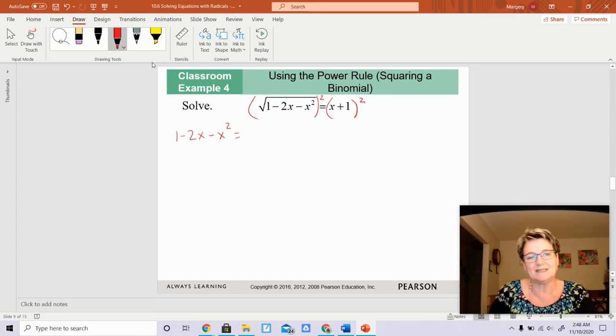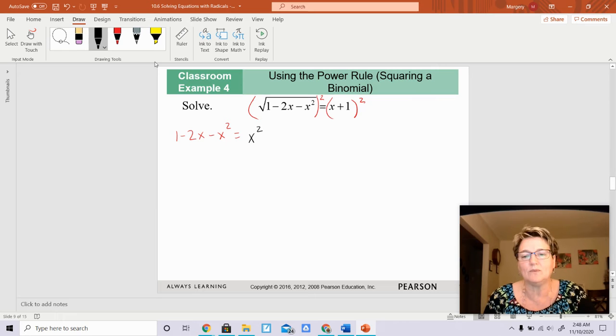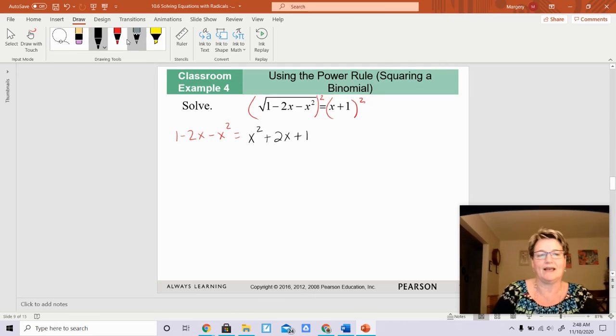Now remember, we just did this one over here. I'm going to use the square of a binomial. You square the first term, which is x squared. You multiply x times 1, which is 1x. You double it. That gives you 2x. And then you square the last term, which is 1 times 1. We just did this, so I just did a little shortcut real fast.